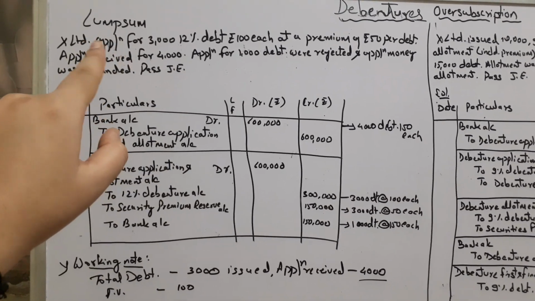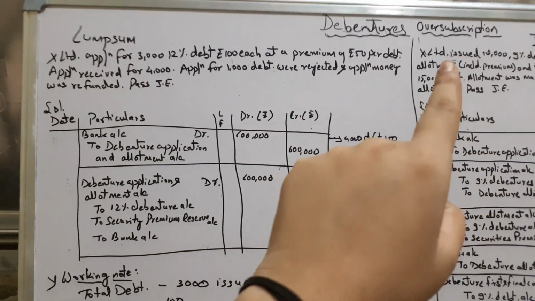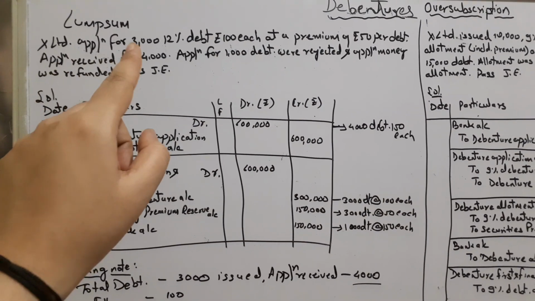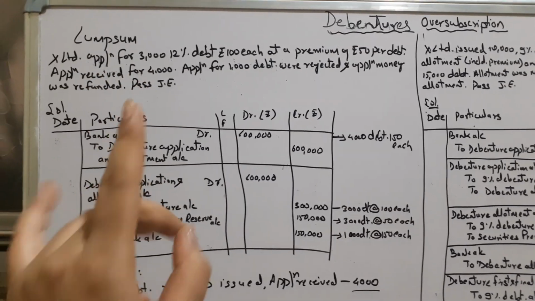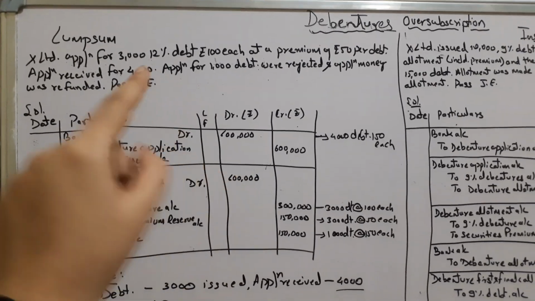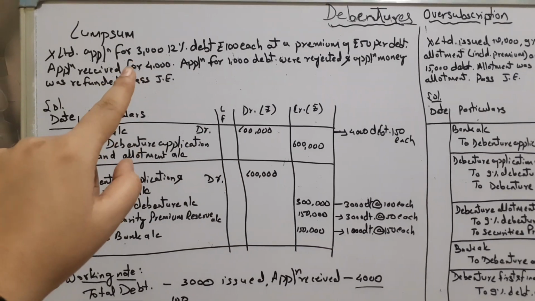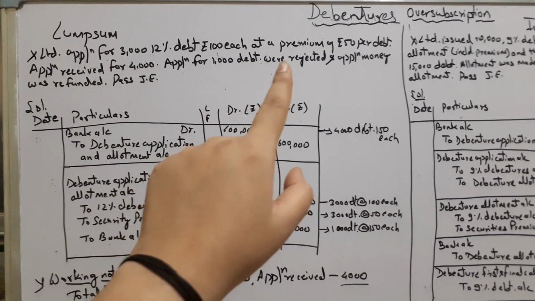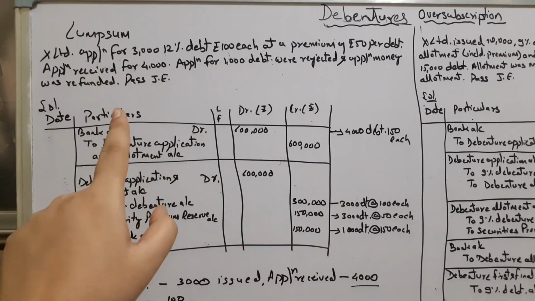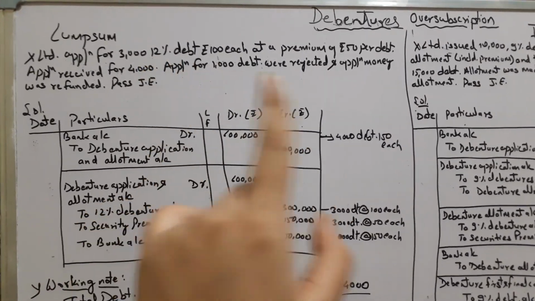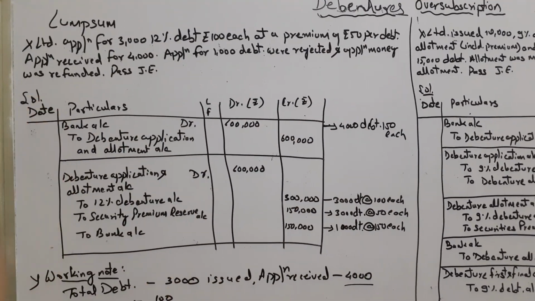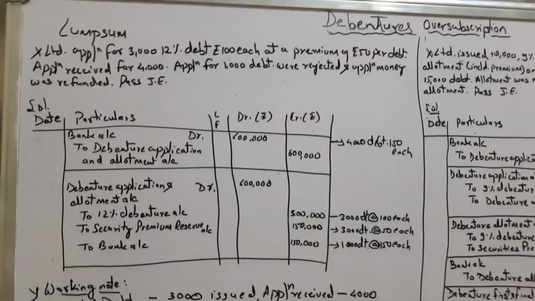These two lines clearly state that it's a question of oversubscription, when the company issued only 3000 whereas applications have been received for 4000. So in that case, as you can see there is an excess of 1000, so the application for 1000 debentures were rejected and application money was refunded. So we have to pass the entry accordingly. All the conditions are given to you. Now how to do that question?